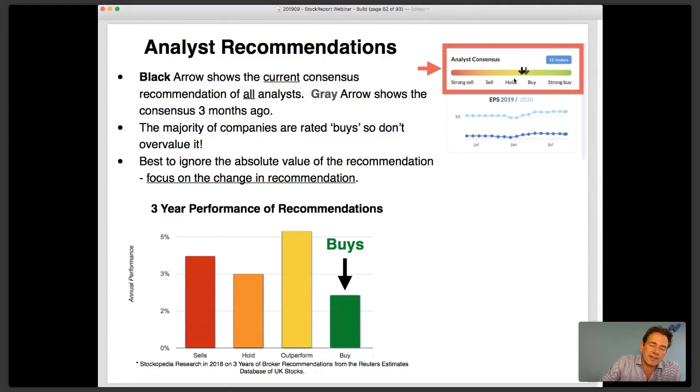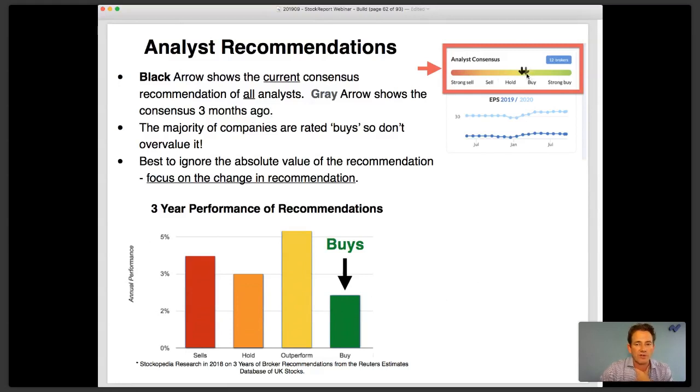What you tend to find is the stock market is a great discounting mechanism, and it tends to factor in whatever it already knows. So if something's a buy recommendation, it's really not worth that much. What matters is the change in recommendation. So you can see very clearly here, although we could probably make the other one a little bit dimmer, we show the current recommendation in the black arrow and the 3 months ago recommendation in the gray arrow.